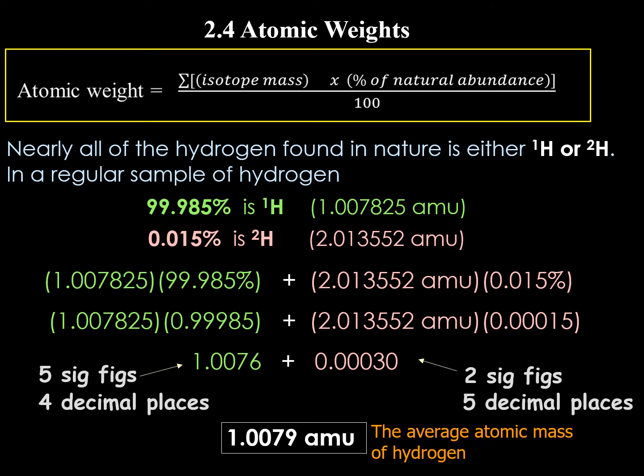Here we have 99.985% for hydrogen, and for deuterium 0.015%. When you do the math again, you take the percentages, convert them to decimals, and you do the math, you'll get 1.0079 AMU.